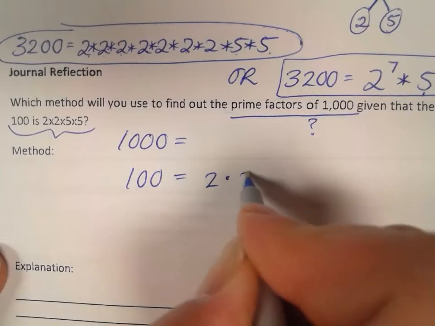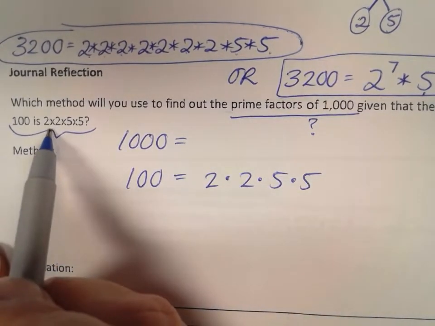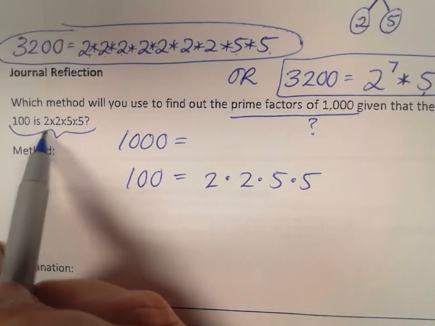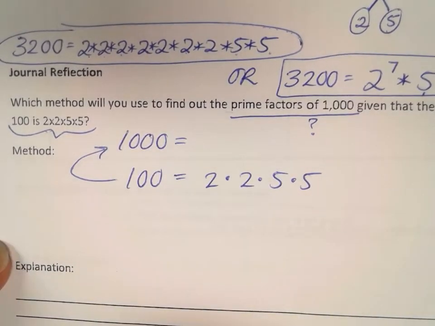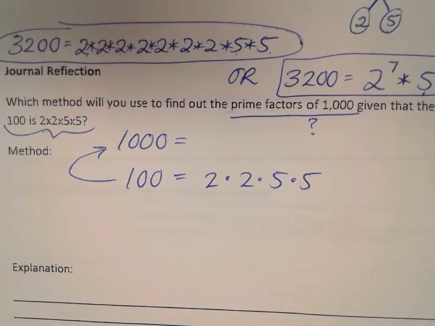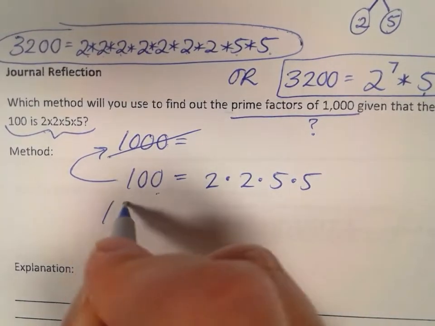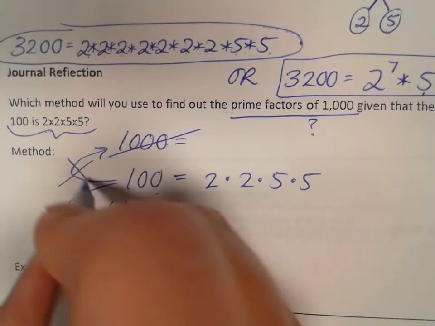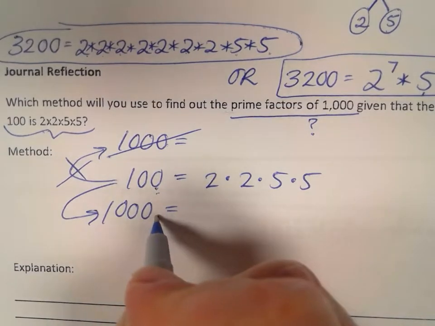2 times 2 times 5 times 5. Notice they use the X for multiplication. I don't like that. So I changed it to dots for multiplication. We're working this way right now. How would I go from 100 to 1,000? Or if you don't like that written up there, it might be easier to show it underneath. Maybe I should have done that. Too bad I'm not working in pencil like you are. How would I go from 2 zeros in 100 to 3 zeros in 1,000?